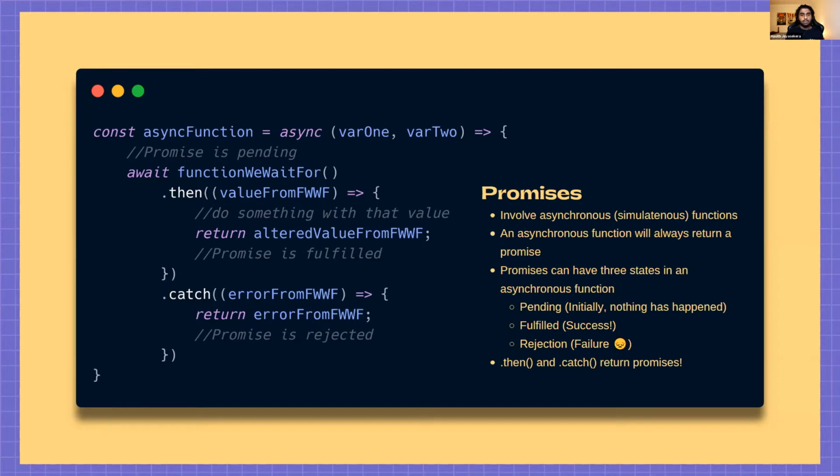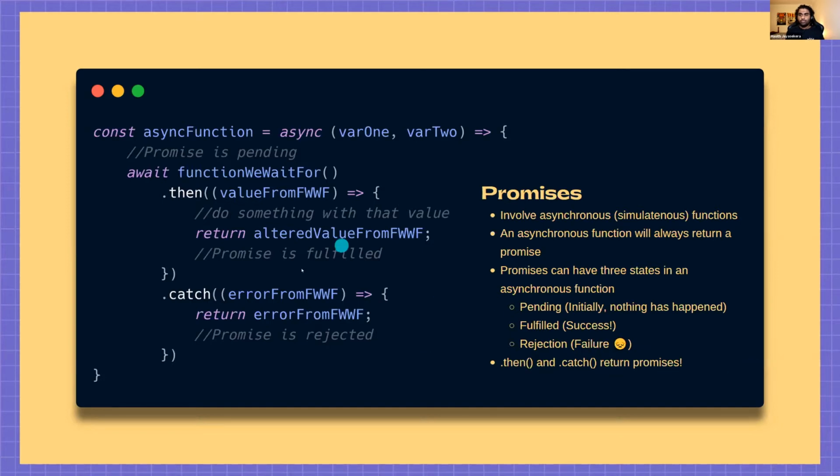The second part is the rejection, which is when the function has failed. We catch the error or the exception from that function, and that's what we have here, the error from the function we wait for. We return the error, and essentially the promise is rejected. So it's really important to remember that promises can have three states throughout this whole thing: they can be pending, and they can be fulfilled or rejected. This becomes really useful when we're requesting things from the database, because either we can fail or we can succeed, so it's mainly one of the two.